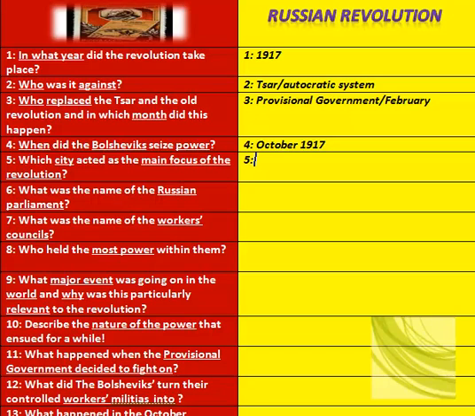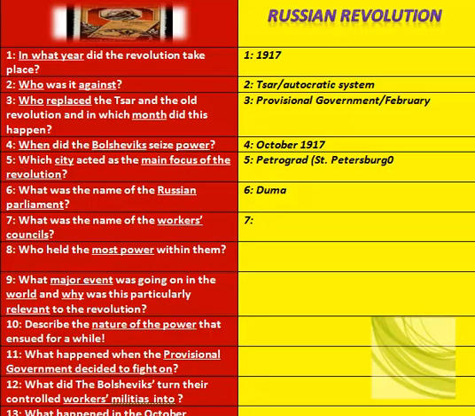Okay, number five. Which city acted as the main focus of the revolution? It wasn't Moscow. It was actually a city called Petrograd, which during the Soviet times was known as Leningrad, and today is known as St. Petersburg, ladies and gentlemen. Number six. What was the name of the Russian Parliament? The Russian Parliament was known as the Duma.